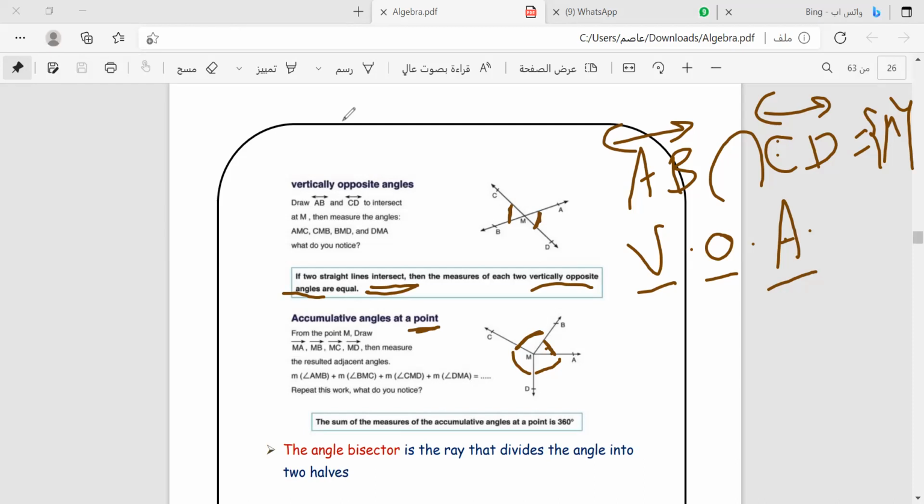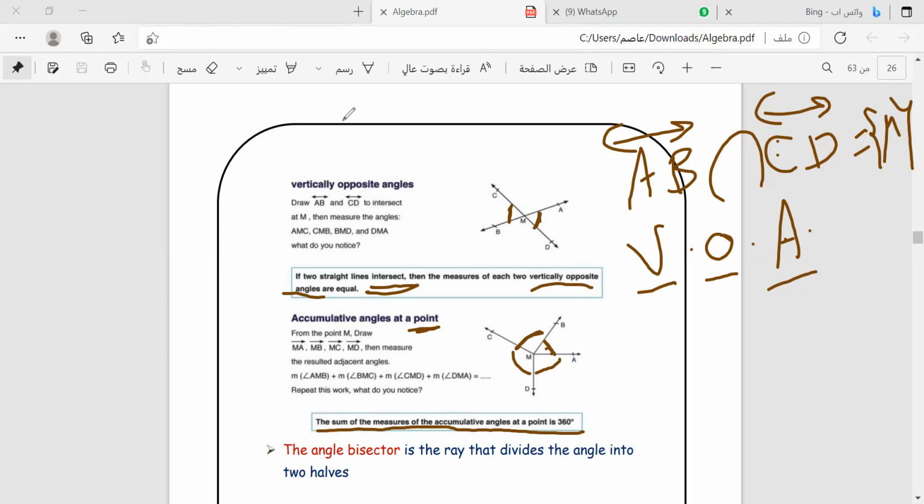Here we have a rule that says the sum of measures of the accumulative angles at a point is 360 degrees. So what does accumulative angles at a point mean? Angles gathered around a point. The accumulative angles.